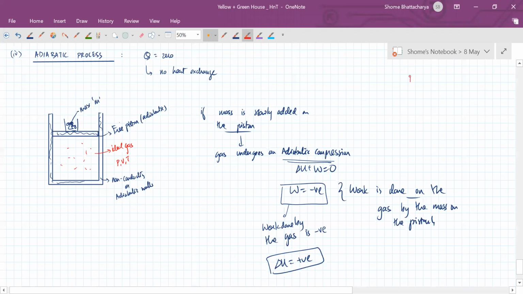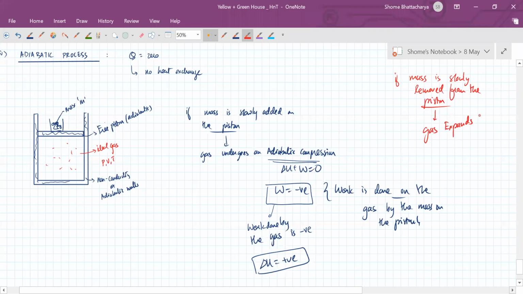Whereas if mass is slowly removed from the piston, the gas expands adiabatically. So W will be positive, work done by the gas, and delta U will be negative.